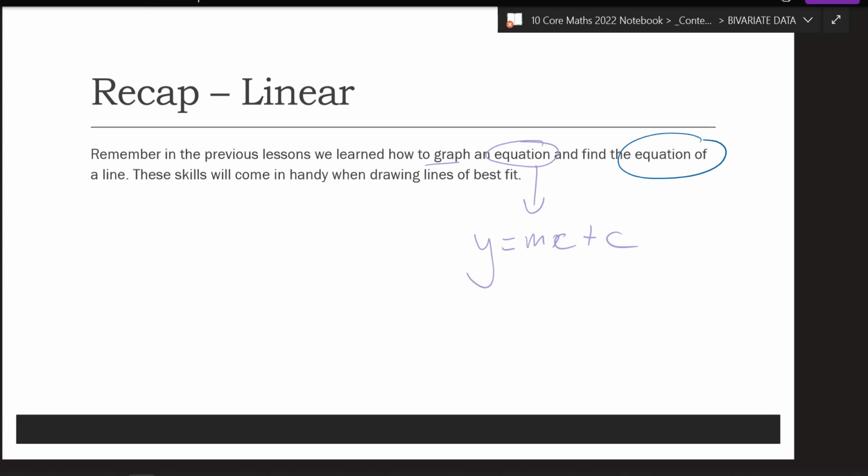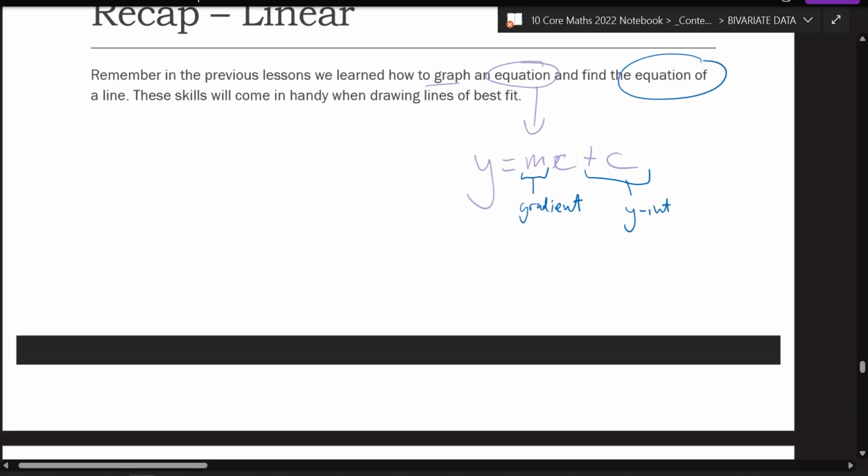It represents the line. So anyone want to tell me what does m represent? Gradient. Good, thank you, Ecclesia and Jamie. And what does c represent? Good, thank you. So your y-intercept. These are two really important things you have to remember when it comes to lines. Always. You've got to remember it.